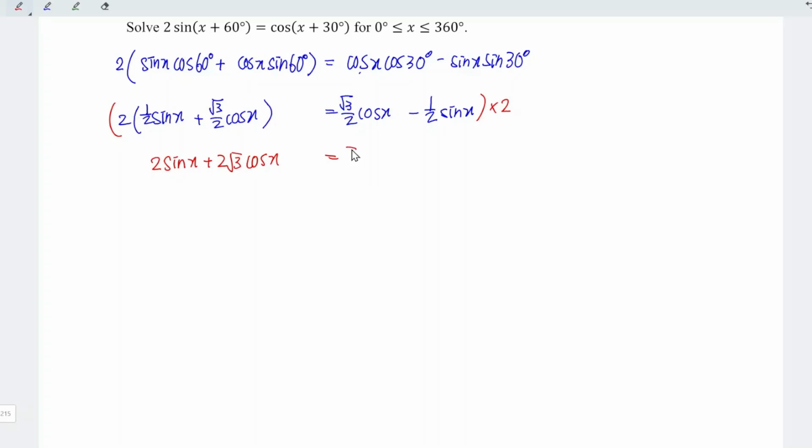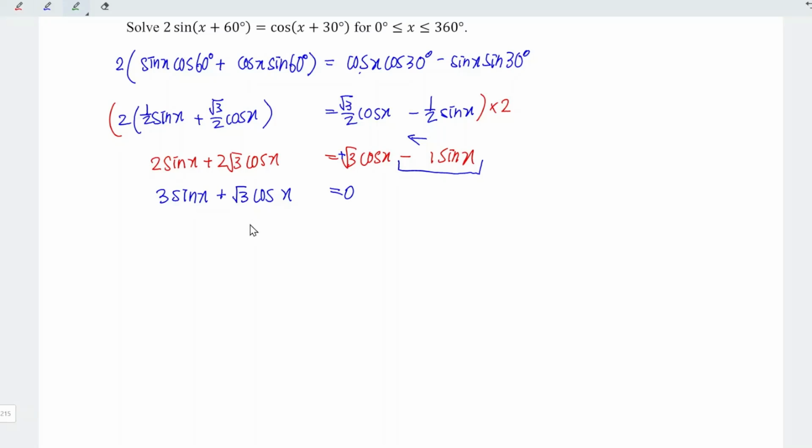1 times √3, √3, and we have cos x and minus 1 sine x. Now let's bring all the terms to the left. When we bring minus to the left, it becomes plus. So we have 2 sine x plus 1 sine x is equal to 3 sine x. And for the positive, when we move to the left, it becomes minus. 2 minus 1 is equal to 1, 1 times √3, √3, and we have cos x, and this is equal to 0.